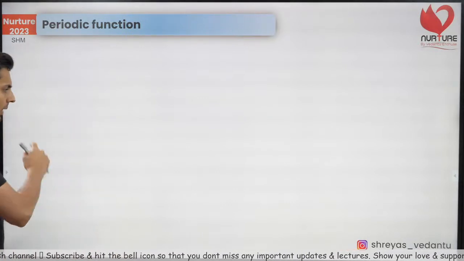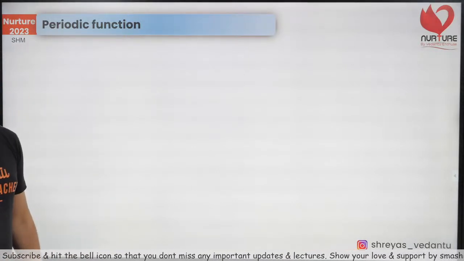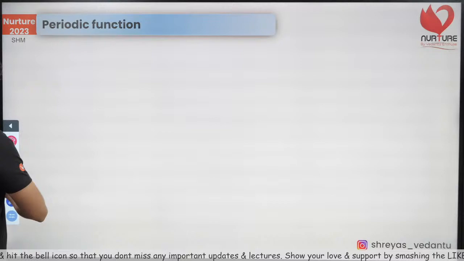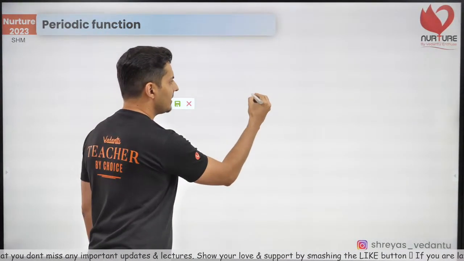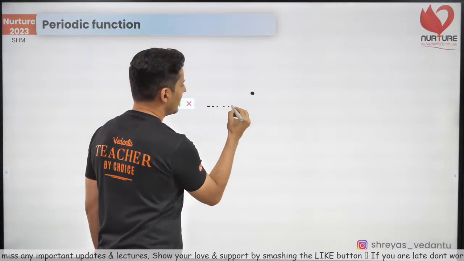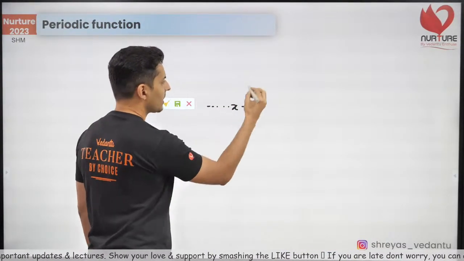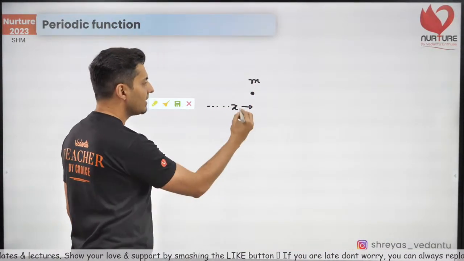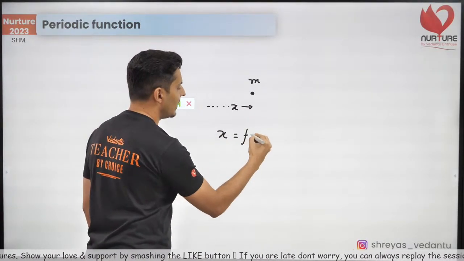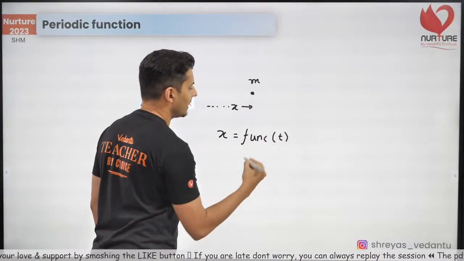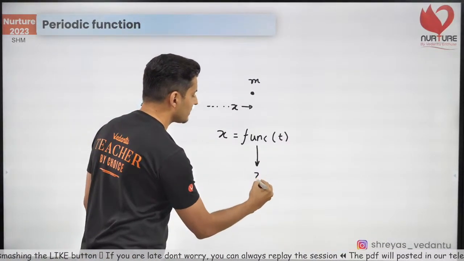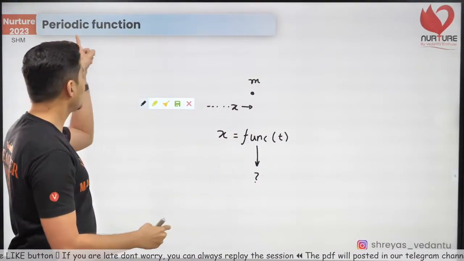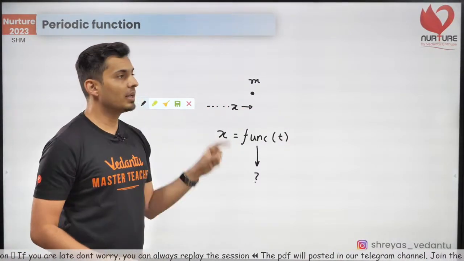Okay, great. Now let me show you a chart, and let me also give you a very interesting result. Imagine that there is a particle, and let's say it has some x coordinate. This is a particle of mass m, and this x coordinate is some function of time. I am interested to know what this function would look like if the motion is periodic in nature.